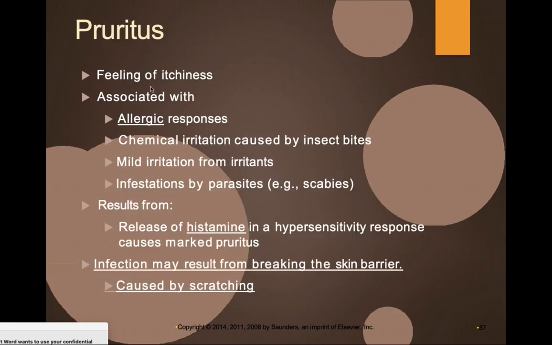Pruritus, we've done this several times. It's that feeling of itchiness, but where do we see this? It's associated with allergies, with an allergic response. It's seen with chemical irritation that's caused by insect bites, right? People get stung by mosquitoes and it gets very itchy. Or mild irritation just from other chemical irritants. The infestation of parasites such as scabies, we'll go over scabies shortly in today's lecture as well.